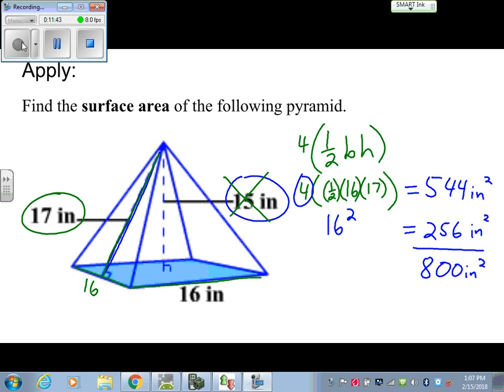On our next video lesson, we'll be looking at the sphere and the cylinder and the cone, and we'll be using some special formulas for that. Till next time.